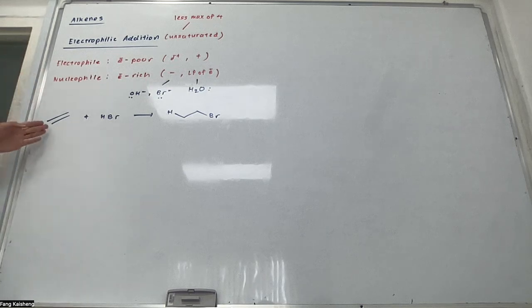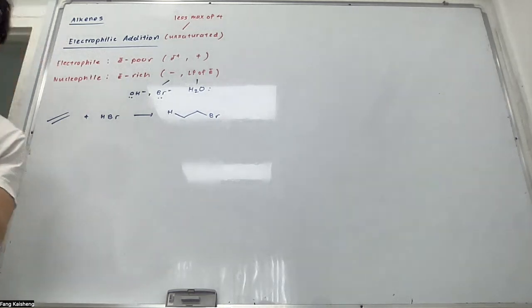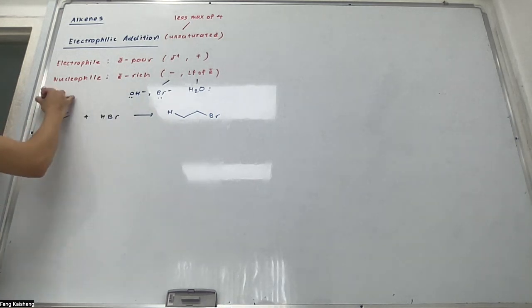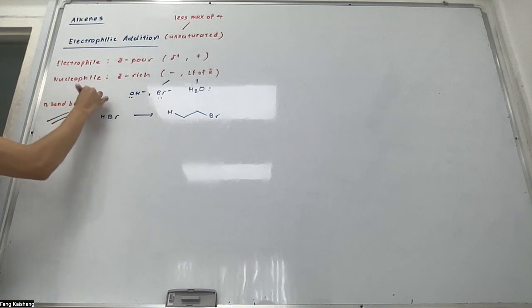Okay, you notice what happened to the double bond. Did the whole double bond break? Okay, what bond specifically was broken over here? Okay, good. It's not the whole double bond that breaks. In fact, it's only the pi bond that's broken. Agree?